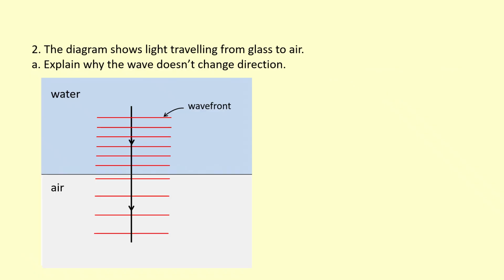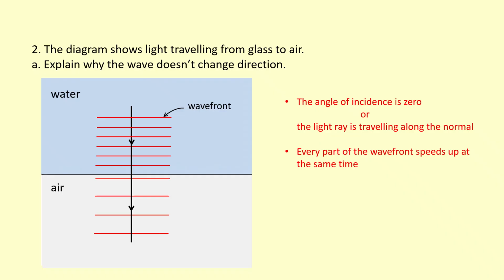Example 2. The diagram shows light traveling from glass to air. Explain why the wave doesn't change direction. So we can see from the diagram that it is speeding up. Okay, the wavelength is increasing as it goes into air because it's less dense. However, the direction isn't changing. This is because the light ray is coming along the normal. So we say the angle of incidence is 0, or we can say the light ray is traveling along the normal. Okay, so that means every part of the wavefront is going to slow down at the same time, unlike when it comes in at an angle where one part slows down before another.